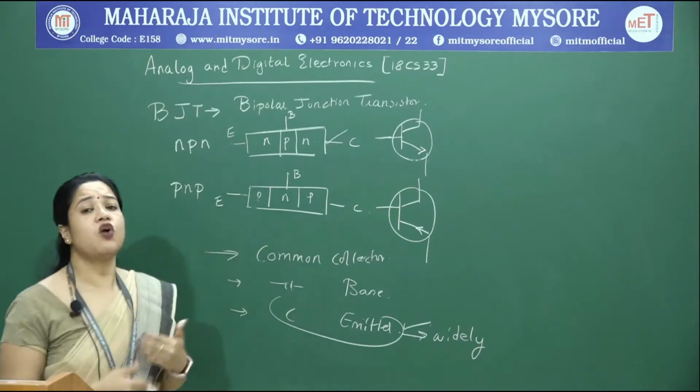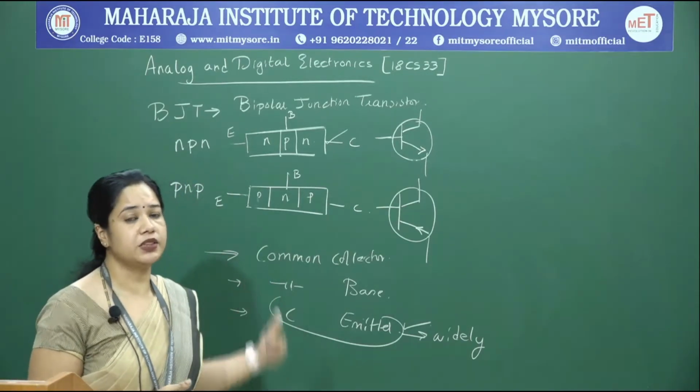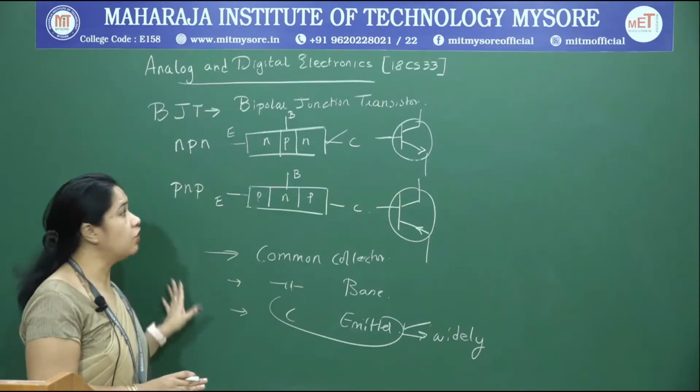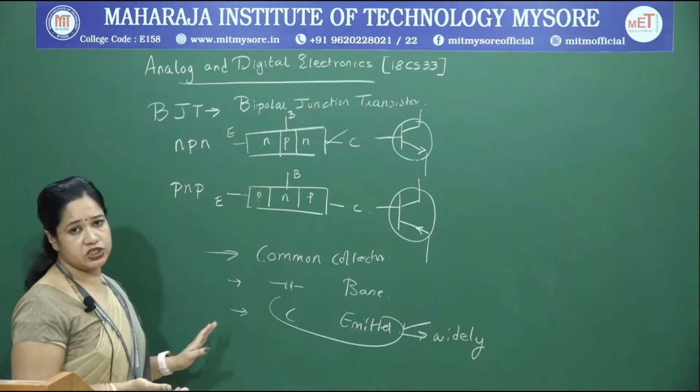Now, we will see what biasing is and what are the different types of biasing available with the transistor. This was just a quick recap, a brushing up of whatever we had already studied in our basic electronics. We know what a BJT is.